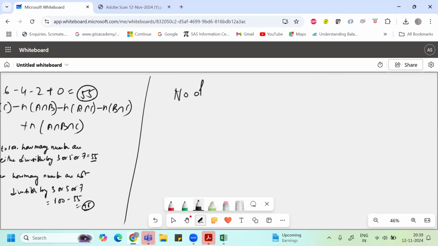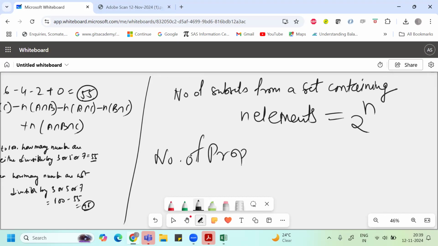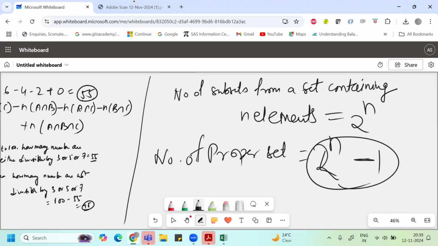Number of subsets from a set containing n elements. If a set contains n elements, how many subsets are possible? The answer is 2 to the power n. If I ask you the number of proper subsets, the answer would be 2 to the power n minus 1. Please remember this formula. Do you know what proper subsets are?